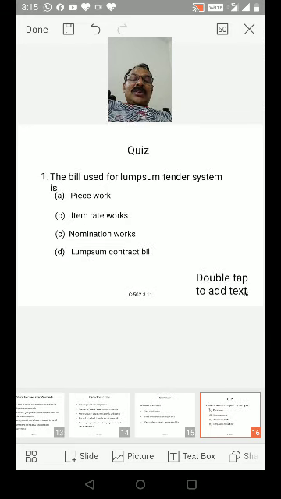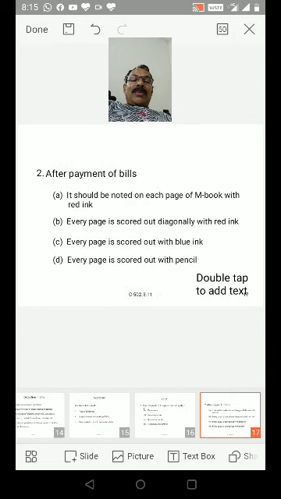Quiz number 1. The bill used for lump sum tender system is: A. Piecework, B. Item rate works, C. Nomination works, D. Lump sum contract bill. Quiz number 2. After payment of bills, it should be noted on each page of the M book with red ink: A. Every page is scored out diagonally with red ink, B. Every page is scored out with blue ink, C. Every page is scored out with pencil.